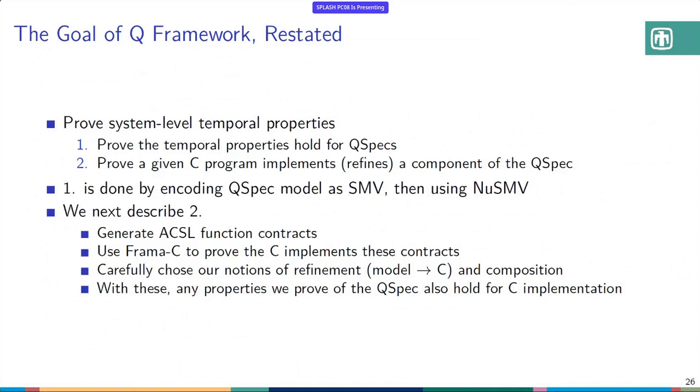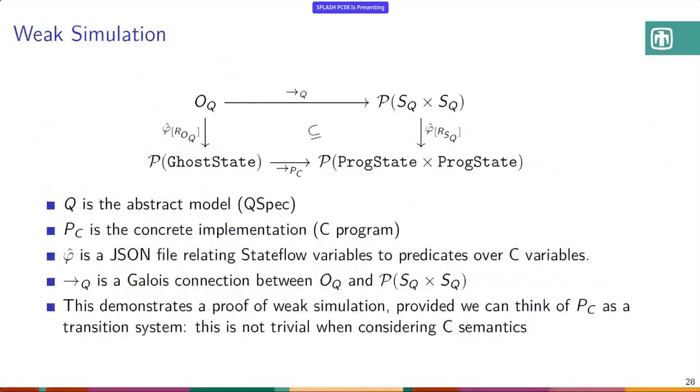Now I'll describe a bit of step 2, because given that we generate these ACSL function contracts and use Frama-C to prove them, we have to very carefully choose our notion of refinement from the model to C to ensure that this is sound, because the C semantics are subtle, and we want to make sure that there is this correspondence. I won't get into all of this, but essentially we're proving a weak simulation, which is to say, provided that the program terminates, we have this property.